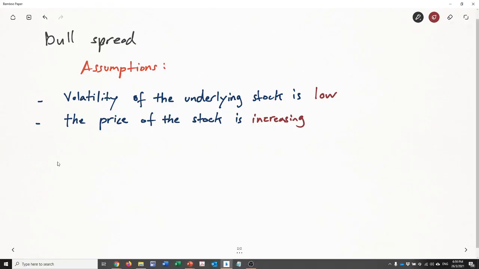So we add here as an addition that the bull spread will require an initial investment because the call option with the strike price K1 is greater than the call option with the strike price K2.